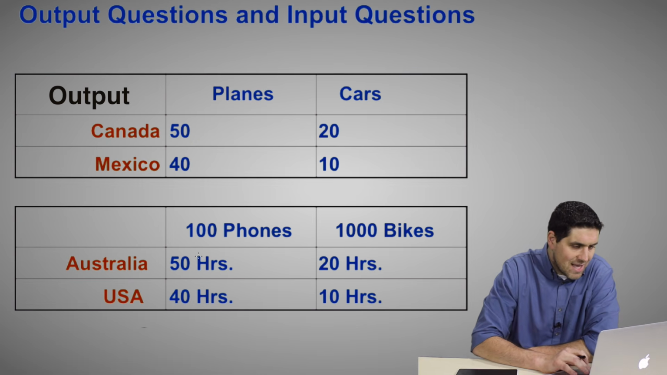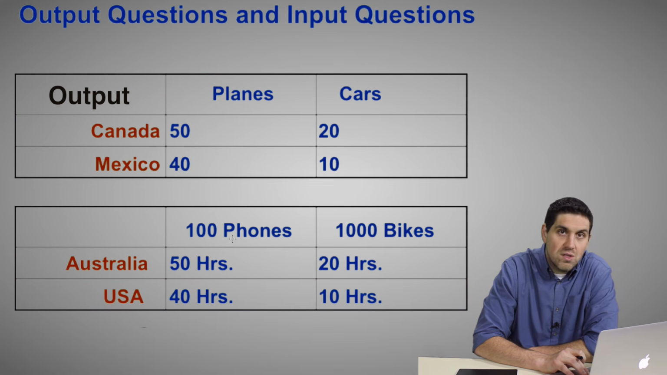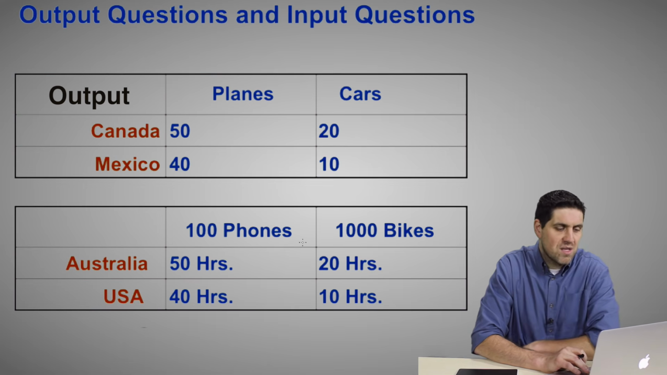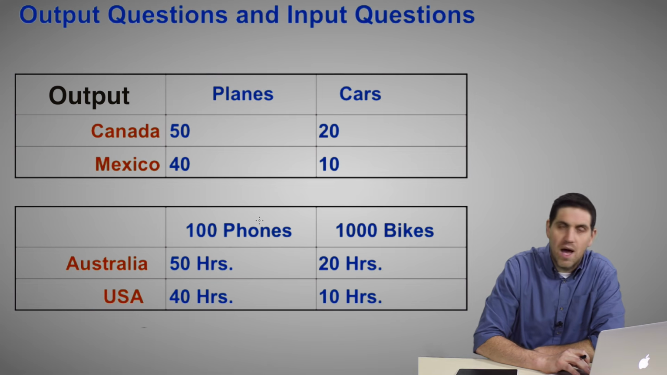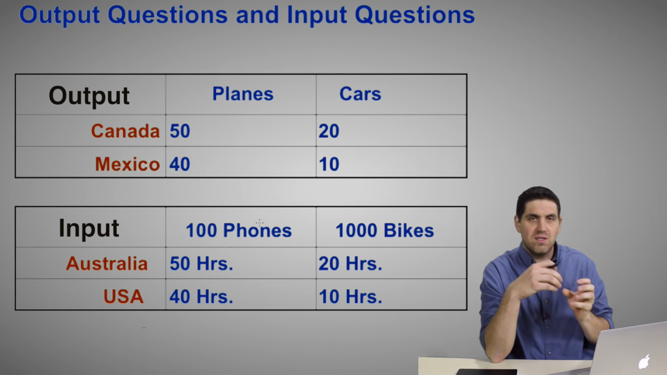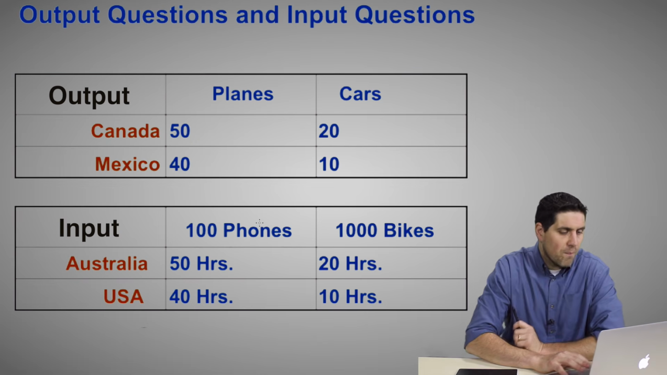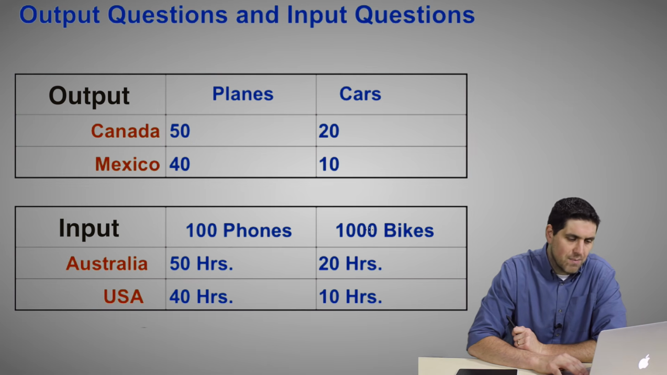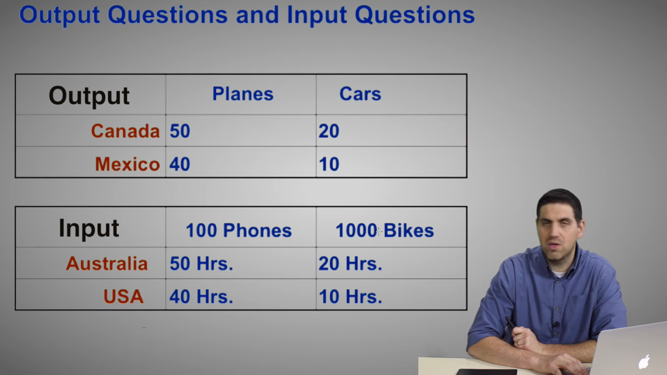This next one is the idea of Australia, US. This is number of phones. If they produce 100 phones, this is if they produce 1,000 bikes. This is the number of hours it takes to produce those 100 phones. Now, this is called an input question because the resource is what's variable here. So 50 hours to produce 100 phones. This one, US takes 40 hours to produce 100 phones. And over here, Australia takes 20 hours to produce 1,000 bikes. US takes 10 hours to produce those 1,000 bikes.